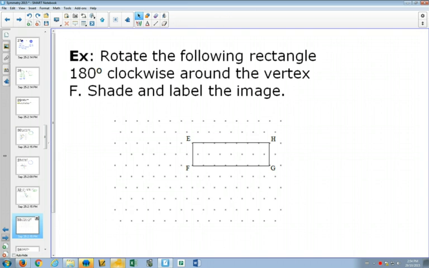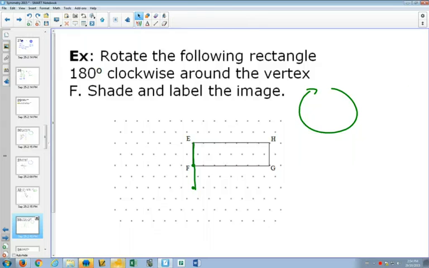So if we're rotating clockwise about F, let's say, here's F, let's say you take this line. Clockwise, of course, goes around this way. You want to do 180. Where's this line going to end up? It's going to end up straight down there.